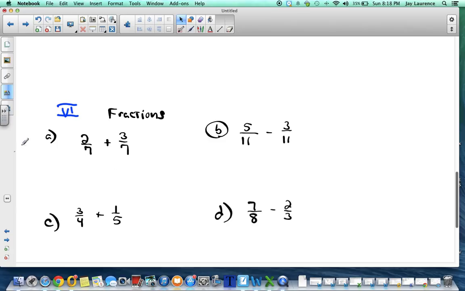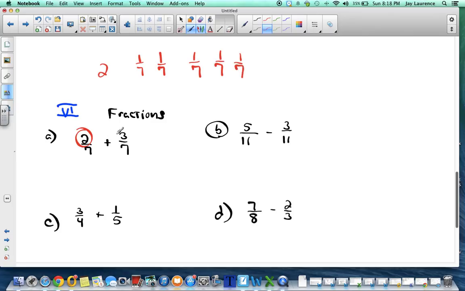Okay, we're going to do parts A and B really quick. 2 7ths plus 3 7ths. Hey, do you know what you're counting here? You're counting your 7ths. This number means there's 2 1/7. Okay? This number means there's 3 more 1/7. So the top number tells you how many 7ths you have. If I have 2 7ths and I have 3 more 7ths, don't I have 5 7ths?